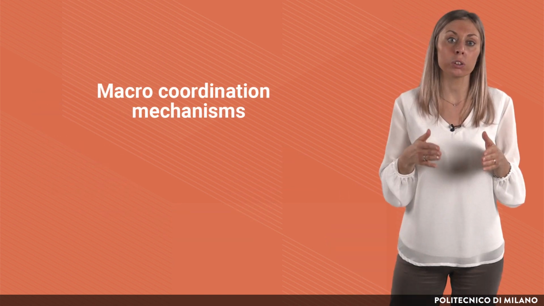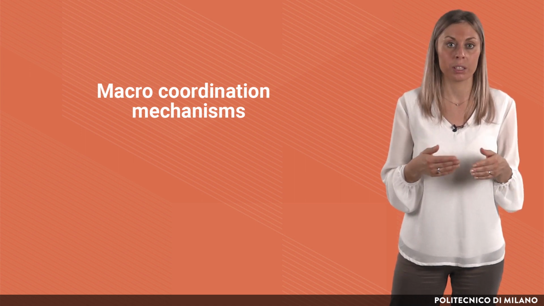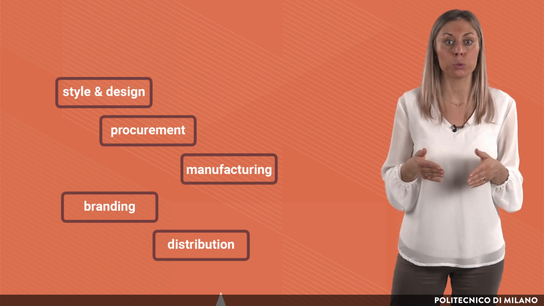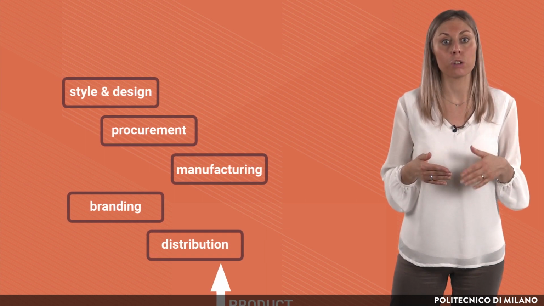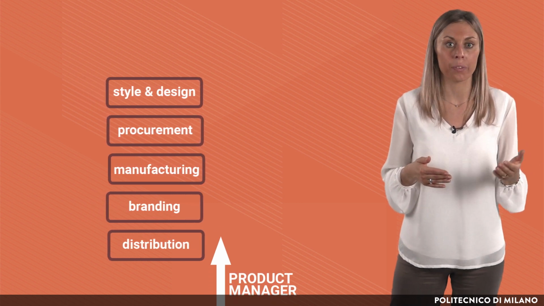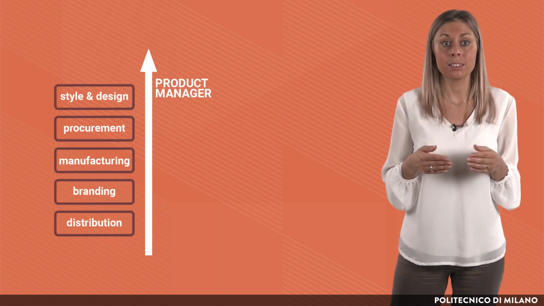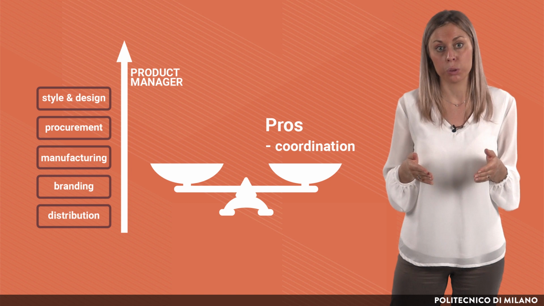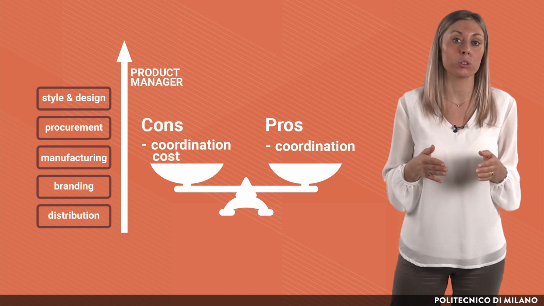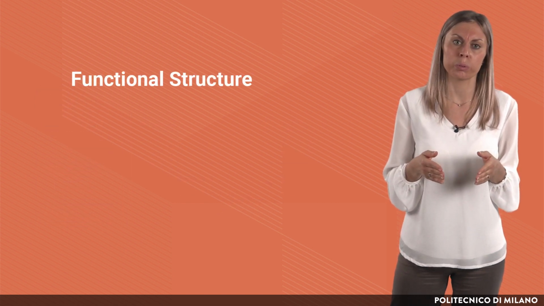In order to mitigate this risk, some macro coordination mechanisms, such as integration mechanisms, are used. For example, a clothing company could introduce a product manager in charge of aligning choices taken by different departments, such as style and design, procurement, manufacturing, branding, and distribution. This is a way to increase coordination among units, but as a matter of fact, is going to increase coordination costs as well. In which situation is a functional organizational structure preferred?